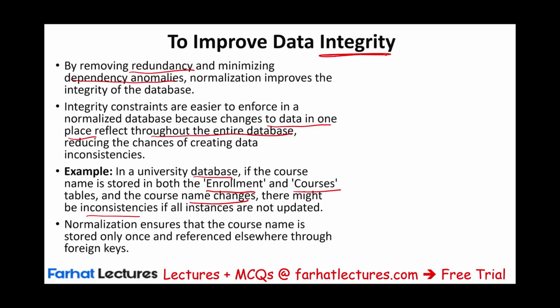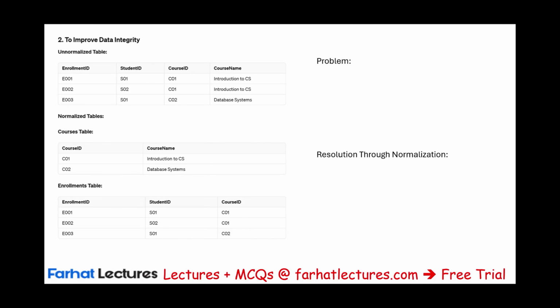So normalization ensures that the course name is stored only once and referenced elsewhere through foreign keys. And I'm assuming here you know what a foreign key versus a primary key is. We'll talk about this when we look at the second normal form, in the next few lessons. So here let's take a look at an unnormalized table.